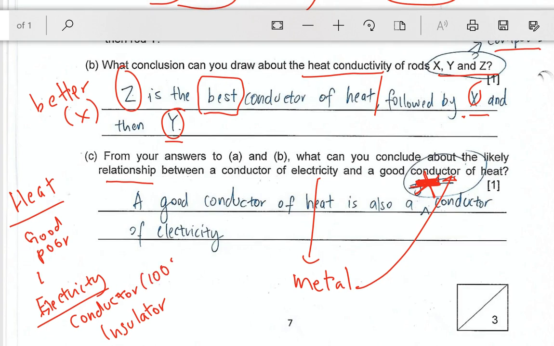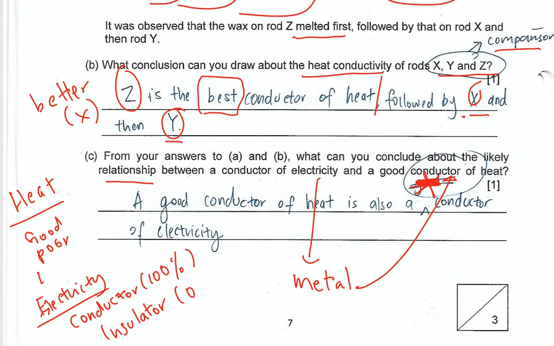So conductor is like 100%, it will conduct. Insulator is like 0%, it won't conduct. There's no such thing as half-half, right? Poor conductor. So you cannot use the word poor or good when you talk about electricity. So that is one learning point. So yes, a good conductor of heat is also a conductor of electricity. Don't talk about the word good anymore. You can only mention the word good when you say about heat. See the difference? Alright, so we go on to the next one already.